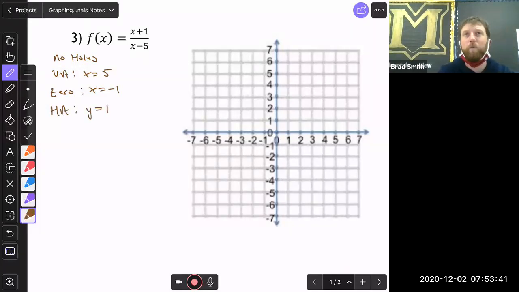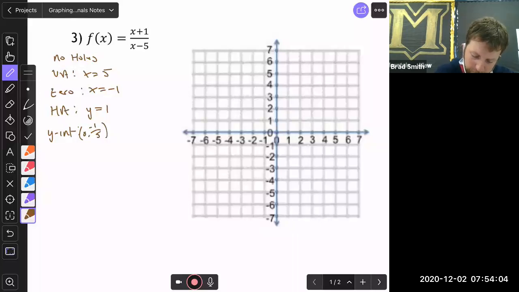Anybody have any questions on how I got y is equal to 1? They're the same degree. So it's 1 over 1 is your leading coefficient. I like to find my y-intercept. Still, I like to plug in 0. So 0 plus 1 is 1. So it's -1/5 or 1 over -5. That's just going to help me out.